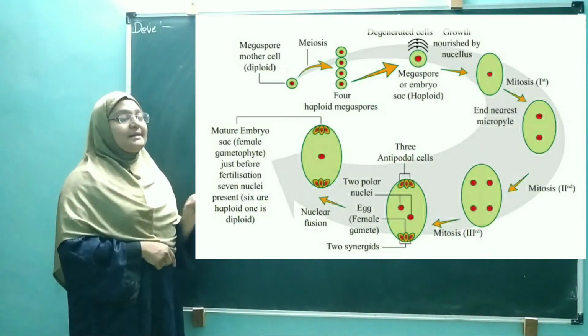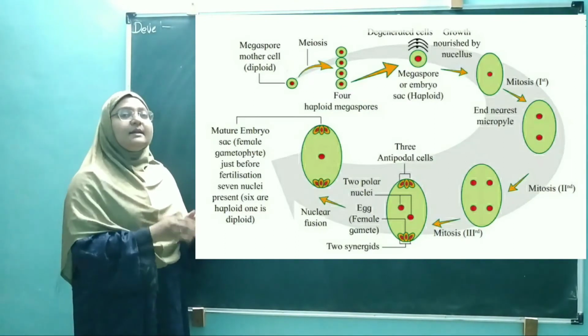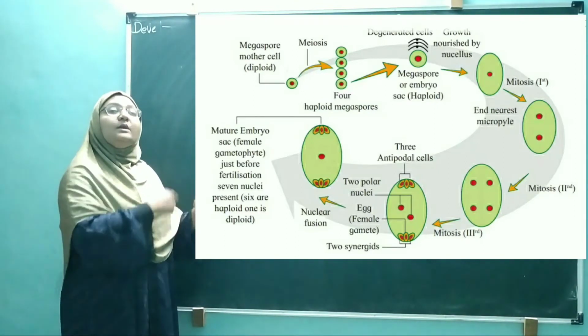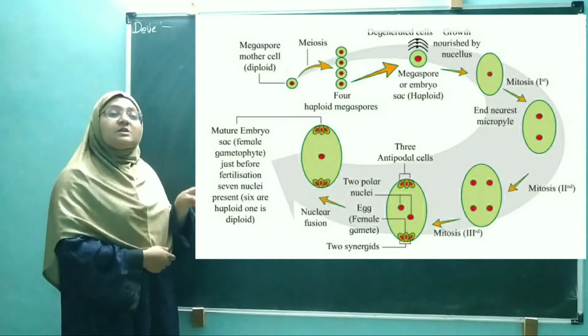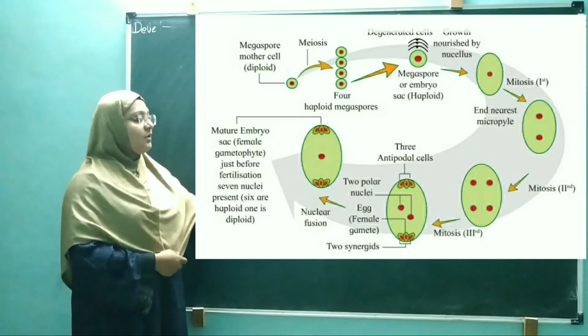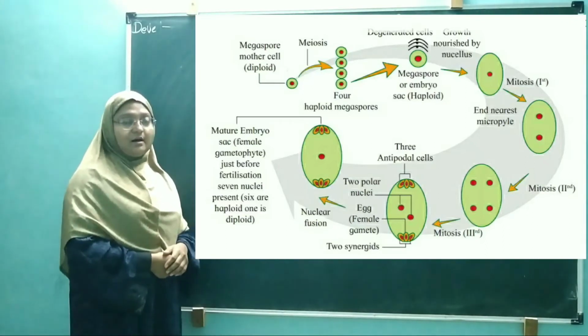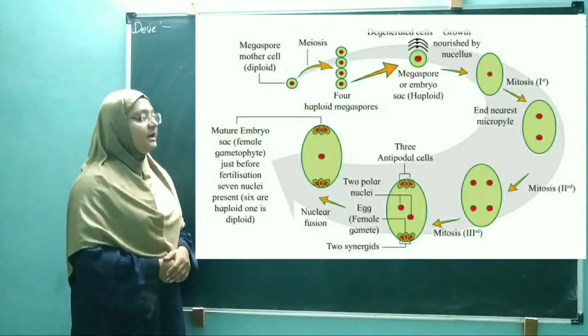Cell is not forming. Cytokinesis यहाँ पे नहीं हो रहा है. सेल नहीं बन रहे हैं. सिर्फ क्या हो रहा है? न्यूक्लियस की डिवीजन हो रही है. न्यूक्लियर डिवीजन. 1 से 2 बन रहे हैं, 2 से 4 बन रहे हैं. And 4 nuclei are formed.